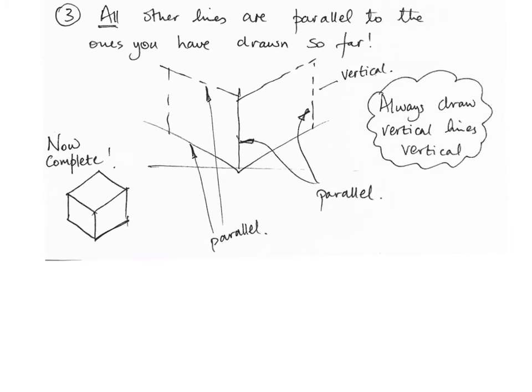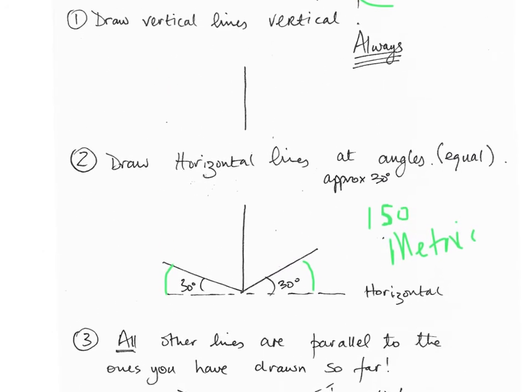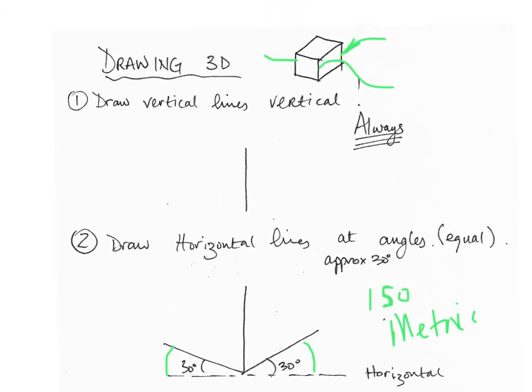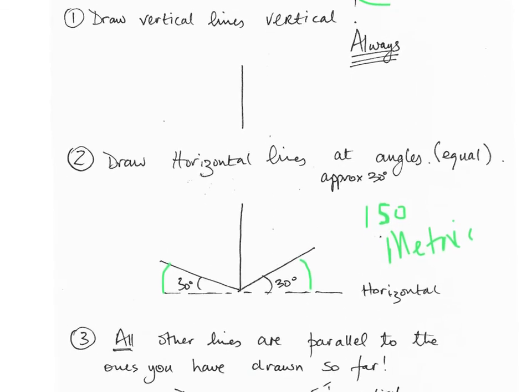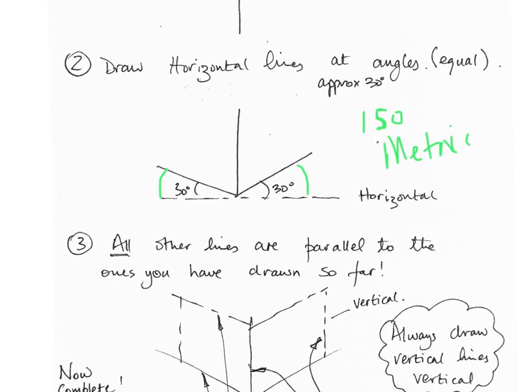Okay, so that's the basics, and if you keep coming back to that, that will help. So first of all, always draw vertical lines vertical, and then draw horizontal lines at 30 degrees. There's a paper called isometric paper, which we can use, but you won't have it at home, so just use ordinary plain paper.